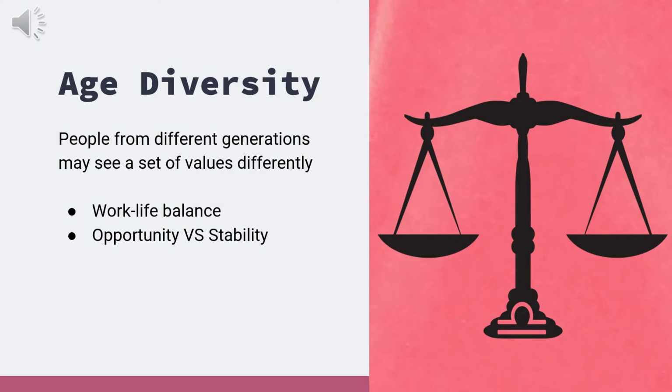Since people from different generations may have their own lifestyles and their life experiences may differ a lot, they may see a set of values differently and arouse conflicts. For example, the younger generation may be concerned about opportunities, but the older generation may choose stability over opportunities.